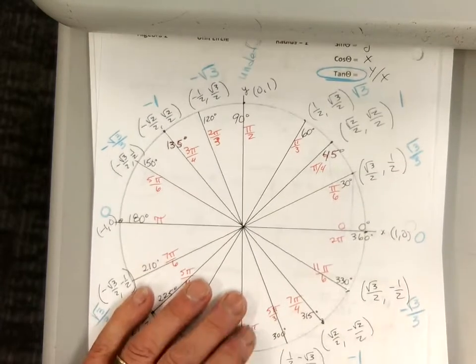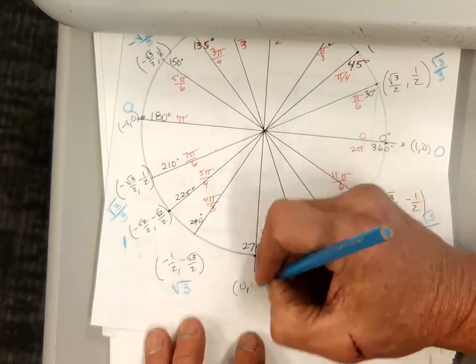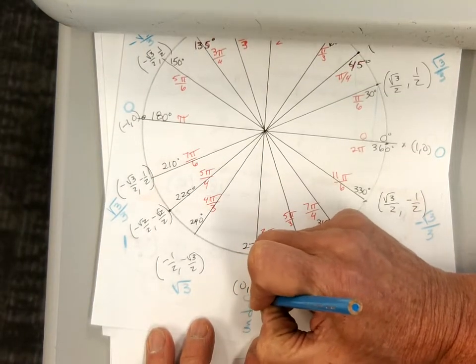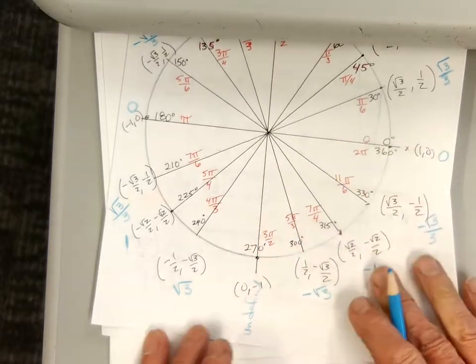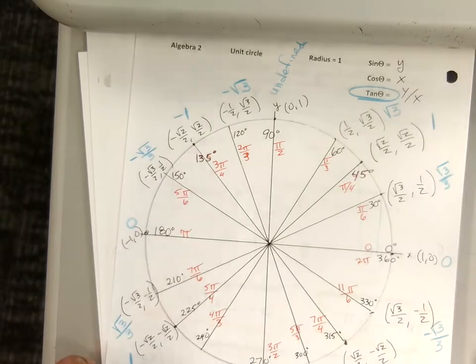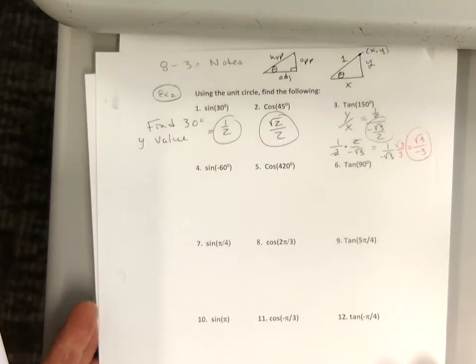And the same is true at 270 degrees. You'll go negative 1 divided by 0. You can't divide by 0, so down here at 270 is also undefined. Okay? So now, our circle is complete for everything we need. So let's go back to our notes. All of our answers for notes are here.